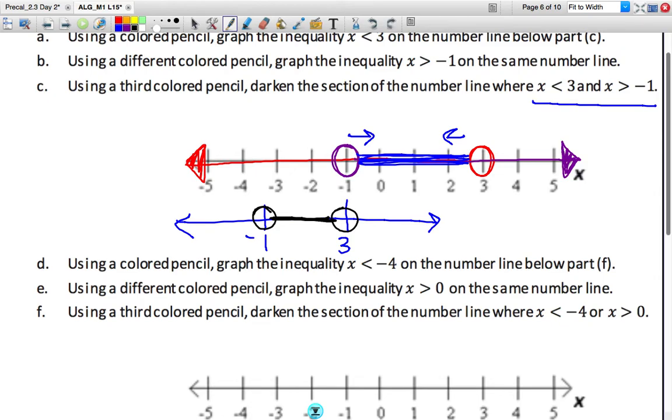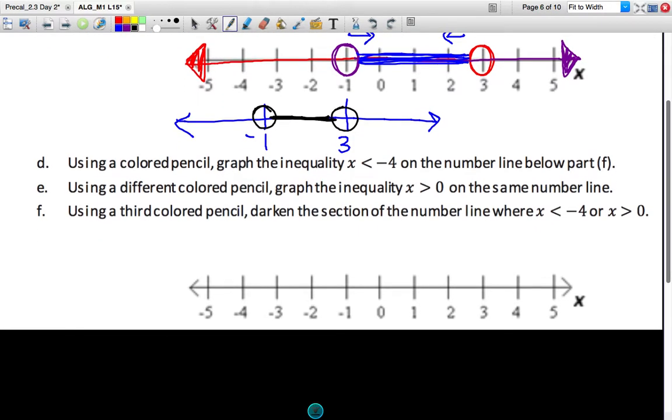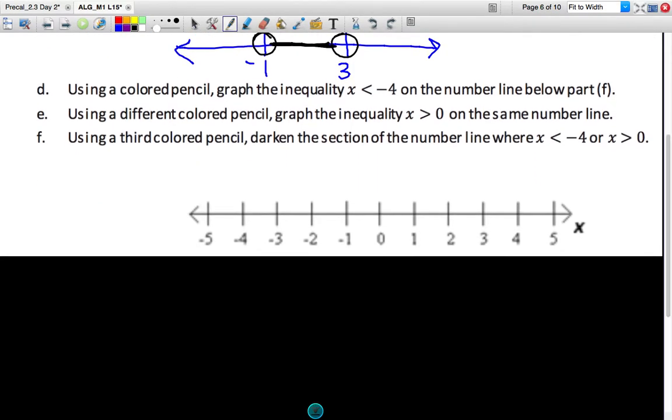So look at D. Graph the inequality x is less than negative 4. So again, it would be an open circle. It's less than, so you're heading to the left. Part E, x is greater than 0. Open circle, heading to the right.